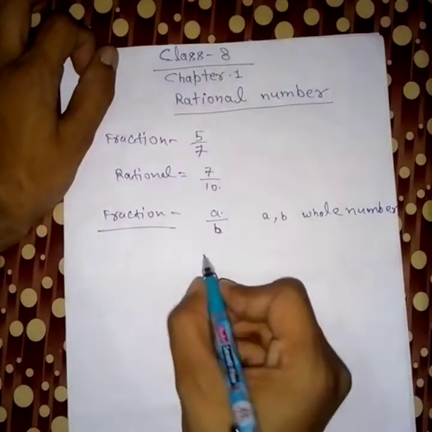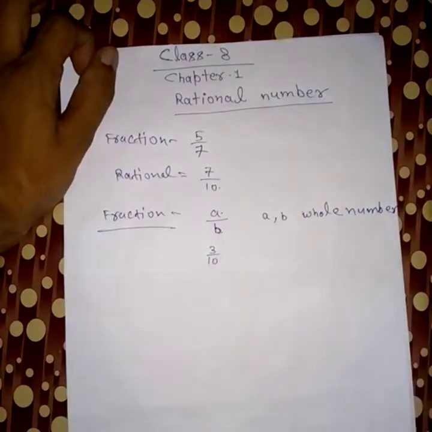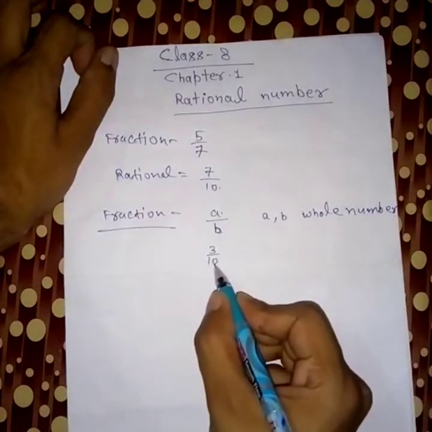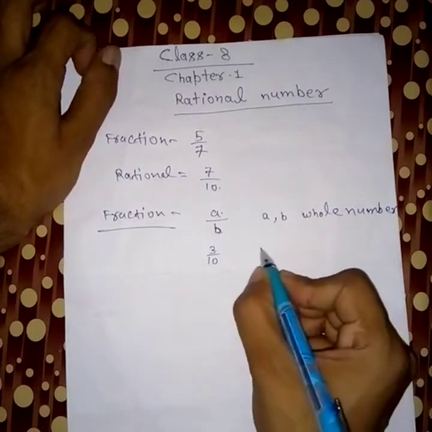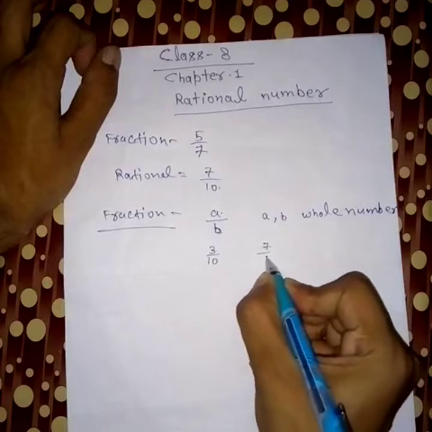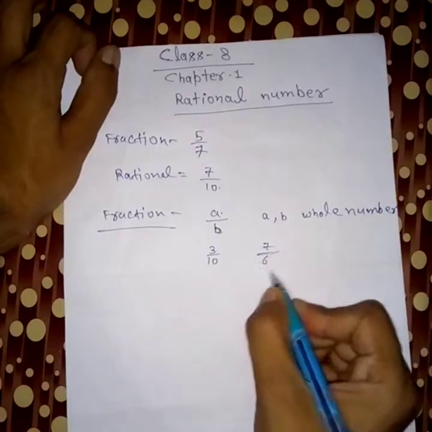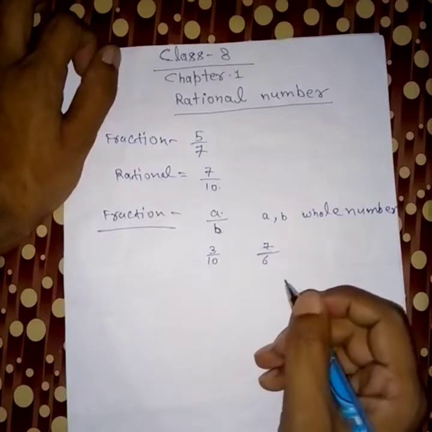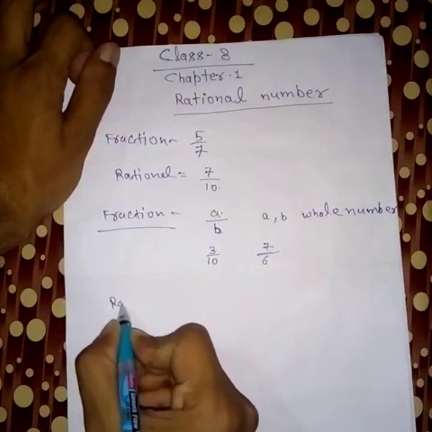Let's take some examples. 3 by 10. Here 3 is a whole number and 10 is also a whole number, so it is a fraction. 7 upon 6, again 7 is a whole number, 6 is a whole number, so 7 by 6 is also a fraction. Clear? Now see, what is a rational number?